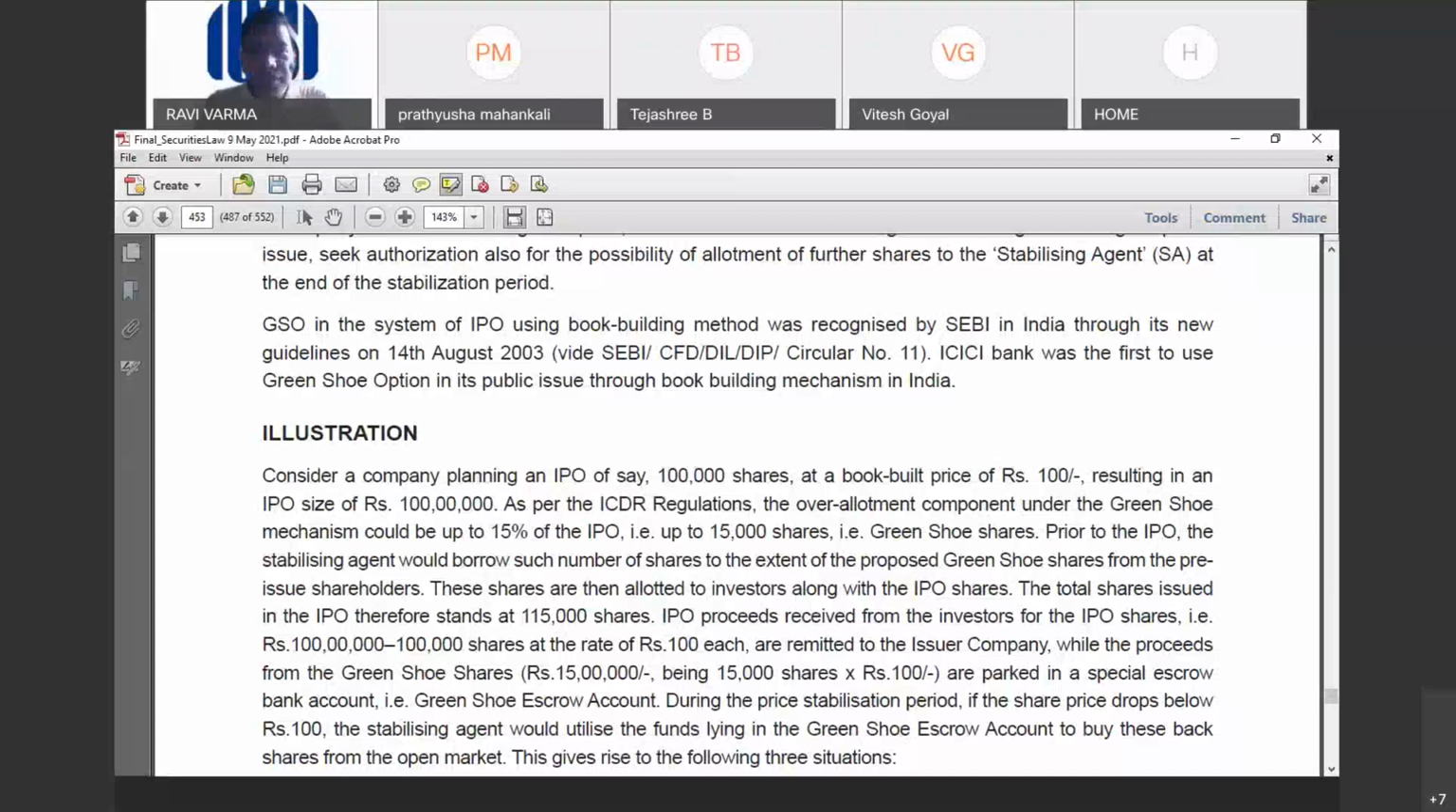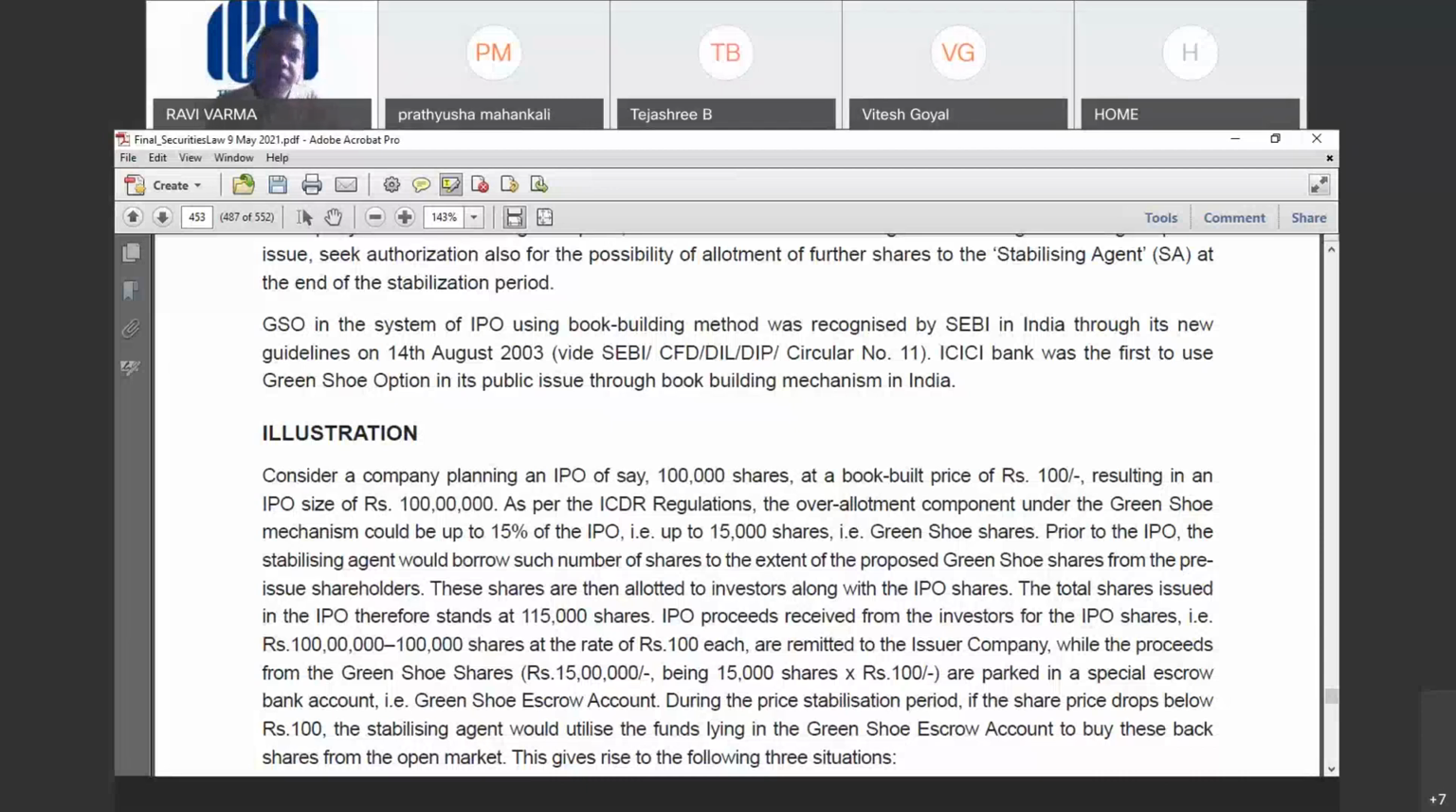Now the IPO is done and the shares are listed. If it is going up, like 100 was the issue price and it goes to 110, 120, 130, I don't need to do anything because the price is already stabilized. It's good for the market. I will return those 15,000 shares to the lender, the bank, and the bank will be happy that the shares are returned against their money. Of course, my issued share capital will now increase to 1 lakh plus 15,000, but at least my price is stabilized.